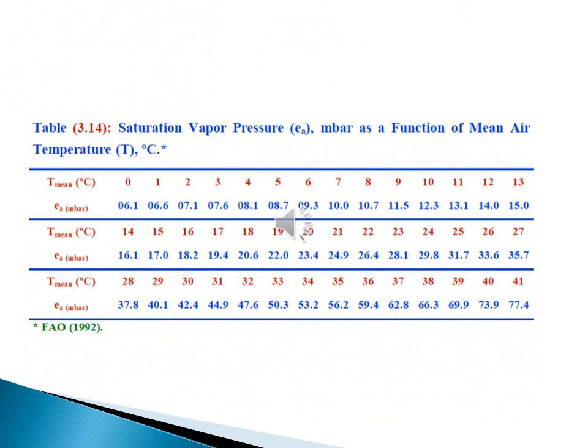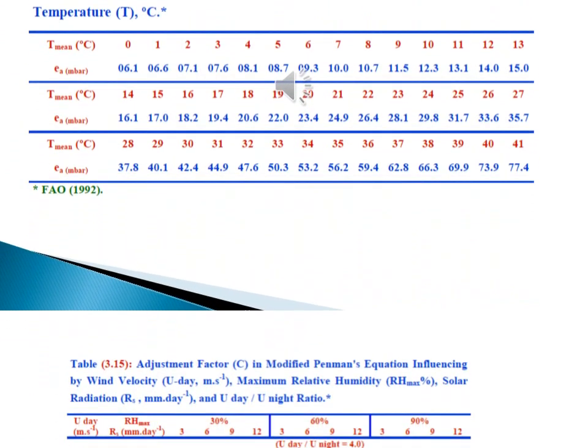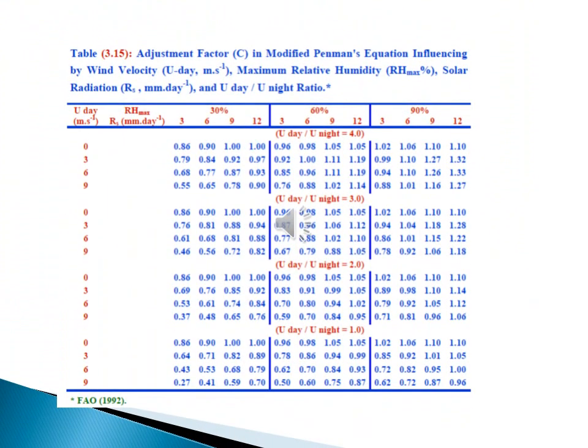Table showing saturation vapor pressure in the modified Penman equation as a function of mean air temperature. Table showing the adjustment factor in the modified Penman equation influenced by wind velocity, maximum relative humidity, solar radiation, and day-night wind velocity ratio.